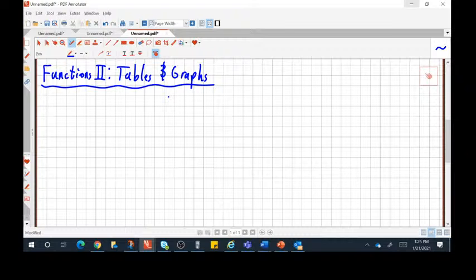All right, so here we go. Folks, a table of values is very similar to what you would imagine. It's the input on the left side and the output on the right side.